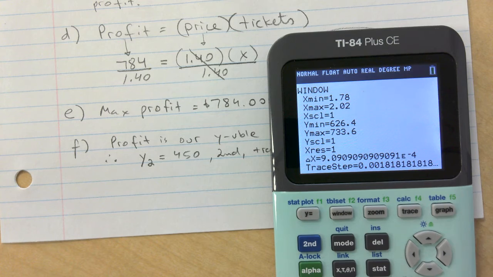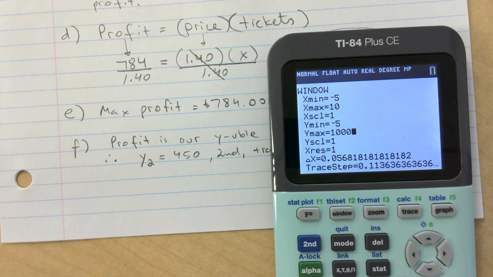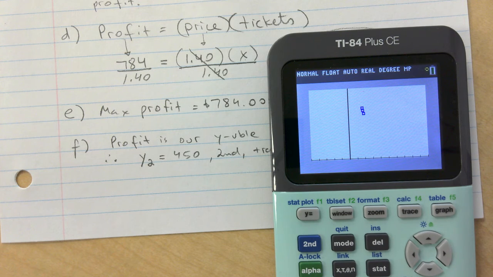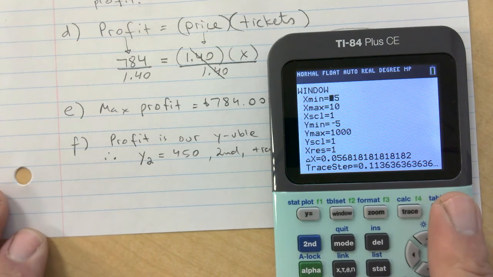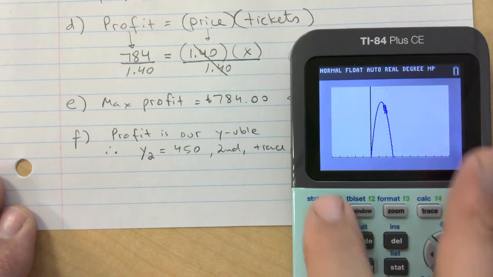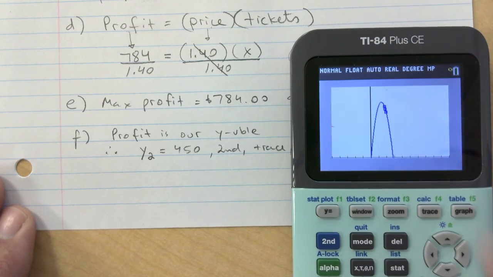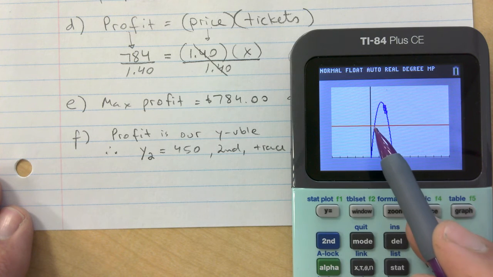And then you got to go window, go -5, -5. And I believe X max was at least 10. And this was 1,000. There it is. Sorry, I'm going to let you see my window there. Then graph it. And now we're going to let y2 equal 450. Graph it.